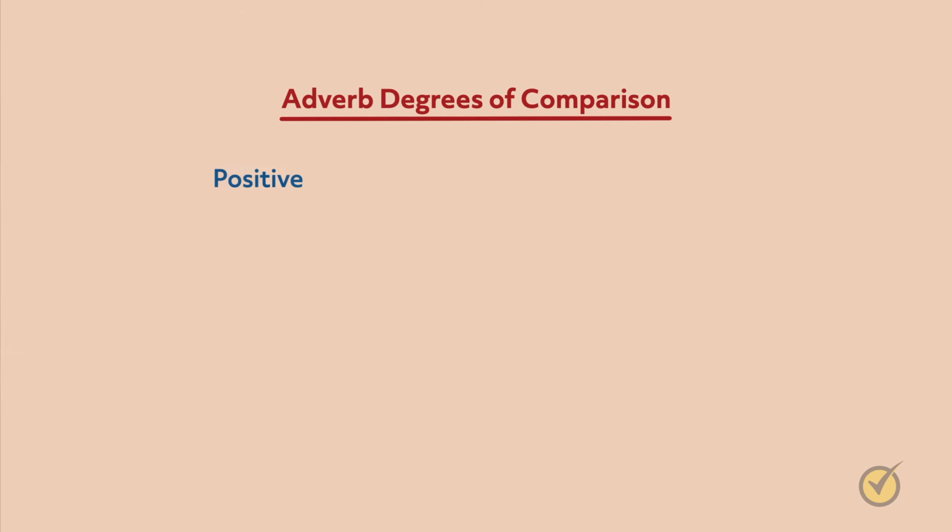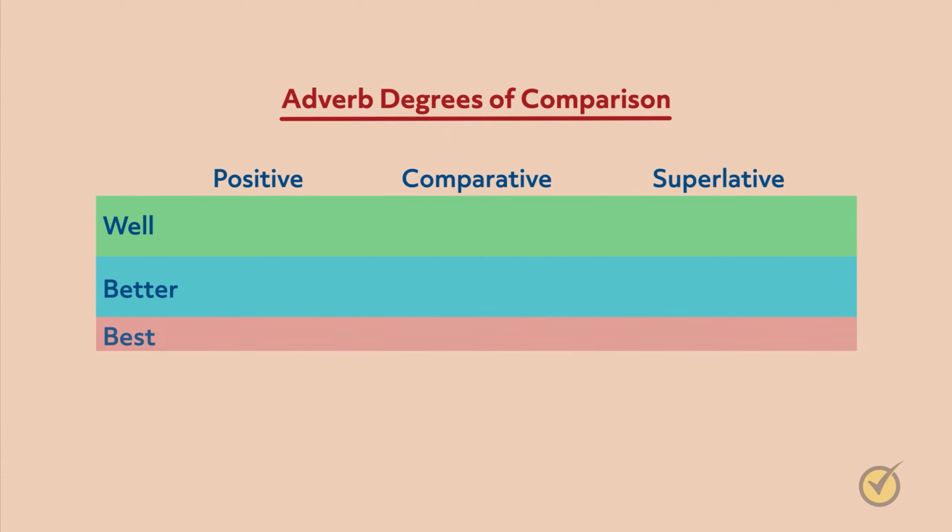Adverbs not only modify verbs, they are also used to describe comparisons of 2 things. Adverbs have 3 degrees of comparison: positive, comparative, and superlative. The best way to explain positive, comparative, and superlative adverbs is to think of them as well, better, and best.